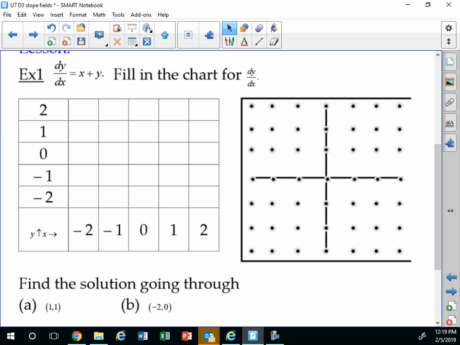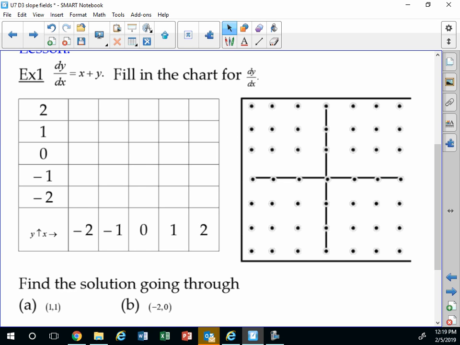Okay. So the first example says dy/dx equals x plus y. We're going to fill in this chart. So this chart is a way of me writing a bunch of ordered pairs. That's what this chart is, right? It's just a way to write a bunch of ordered pairs. It's just an organization tool.